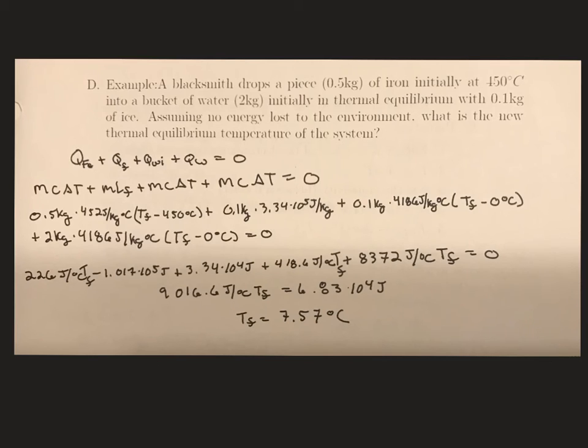And do be careful with these problems. If you get an answer where the final temperature or the thermal equilibrium temperature is outside of the range of the initial temperatures of the items in the system, that should tell you did something wrong, because that tells you you either lost or gained energy. So this value here is in between 450 and 0 degrees.